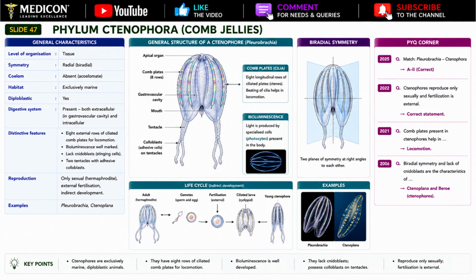The key points to remember here are that ctenophores are exclusively marine diploblastic animals. There is no freshwater ctenophore. They have eight rows of ciliated comb plates for locomotion. Bioluminescence is well developed. They lack nematoblasts, possess colloblasts on tentacles, and reproduce only sexually. Fertilization is external.